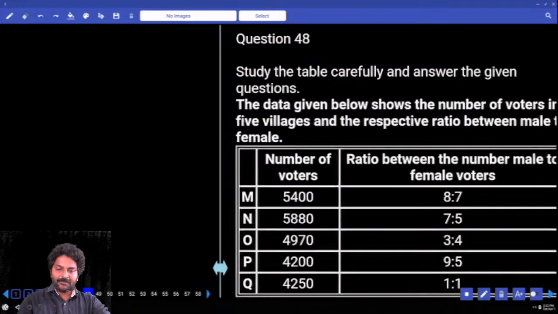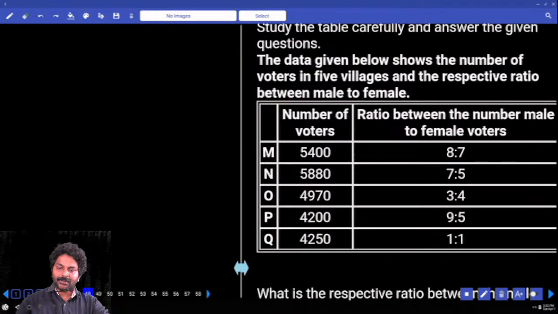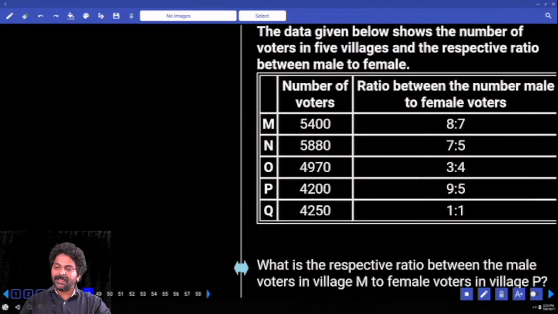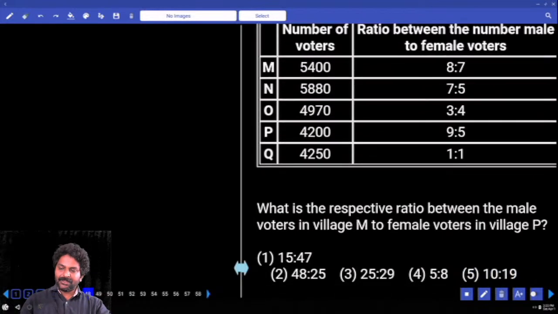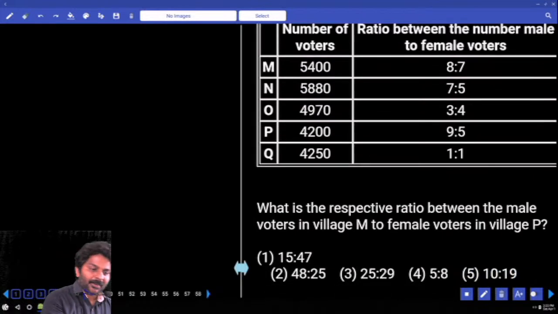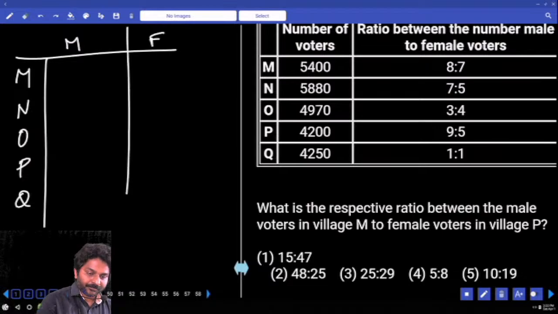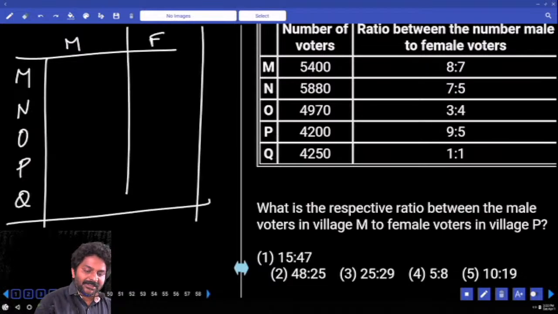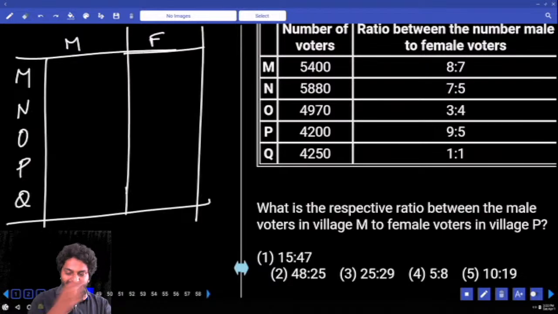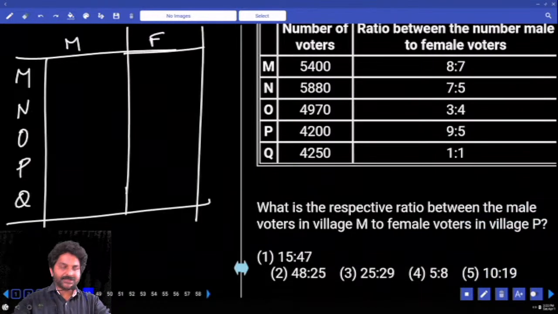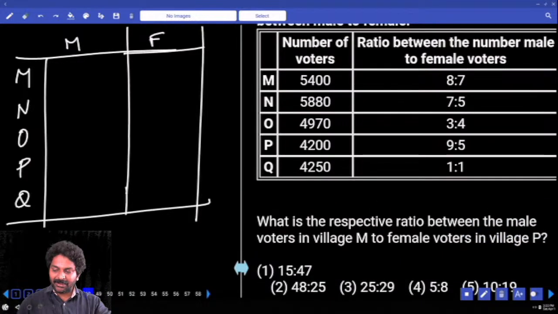Right. 48. The ratio between number of male to female voters is mentioned. Let's convert it and write it in a table when it is really required. Male to female. Don't convert the data into male and female for every village. Do it when it is really required.